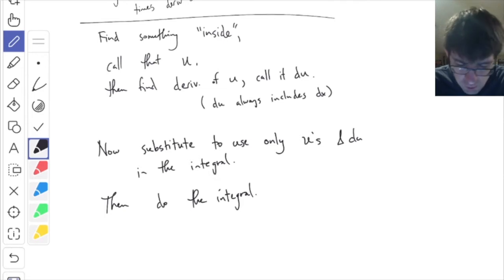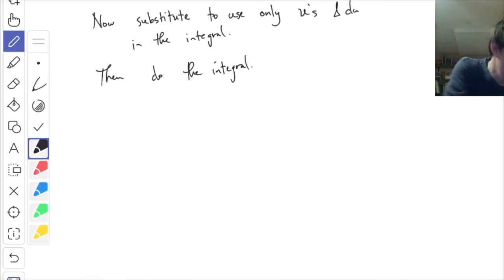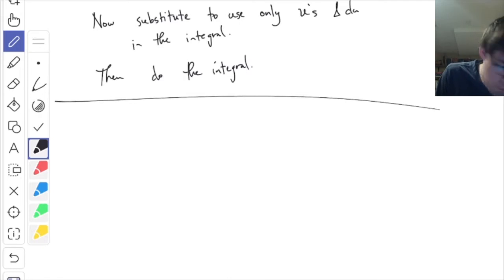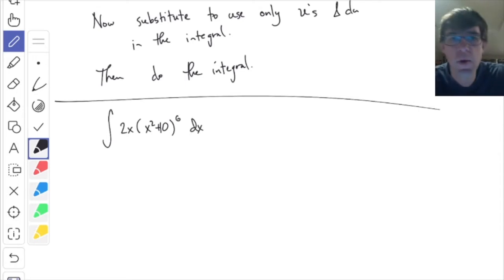So let's try a simple example, and then we're going to do some less simple examples. Any questions so far? This is the general procedure. I think it may not make much sense when I just write down the words. Let's just try an example. How about the integral of 2x times (x squared plus 10) to the power 6 dx. All right.